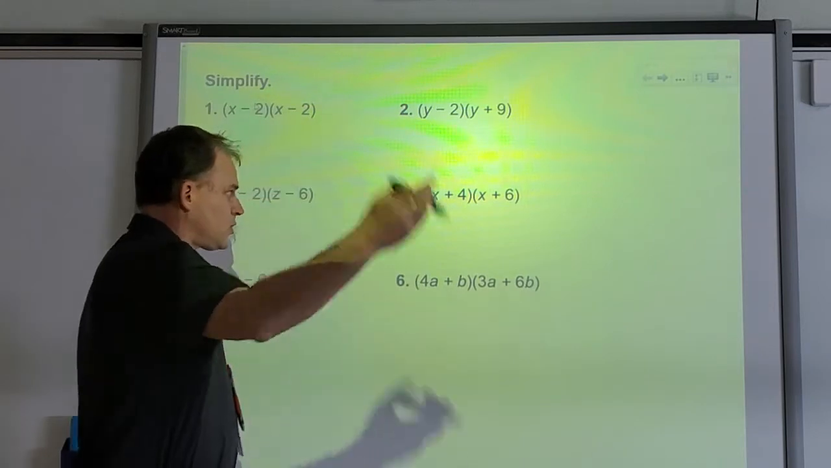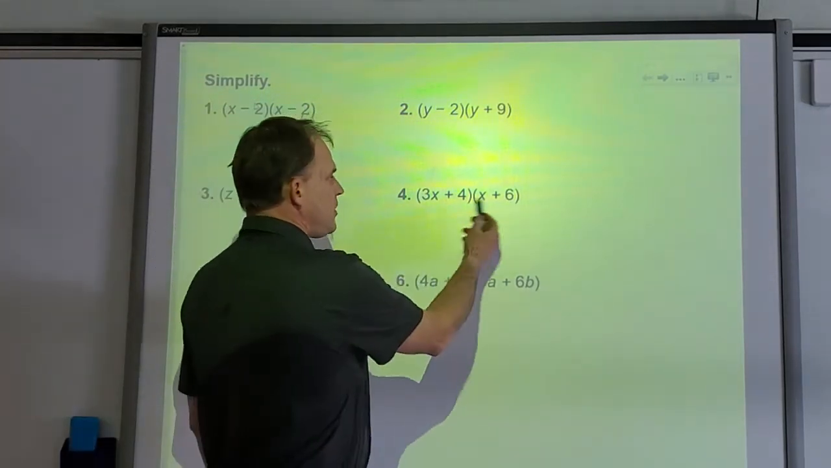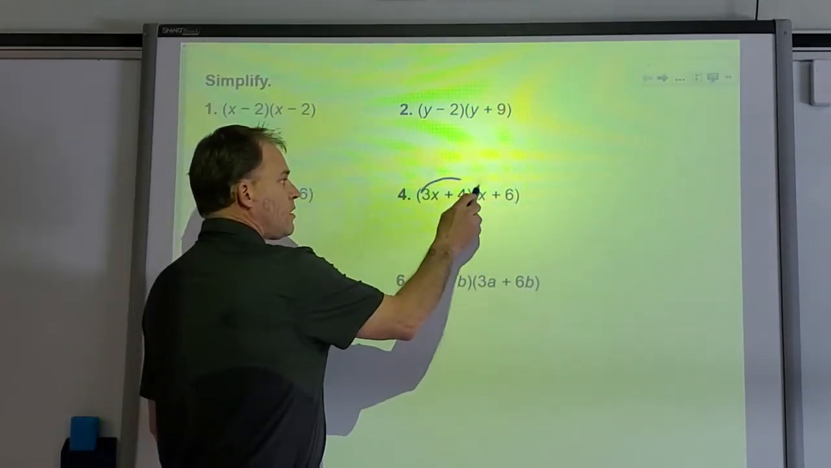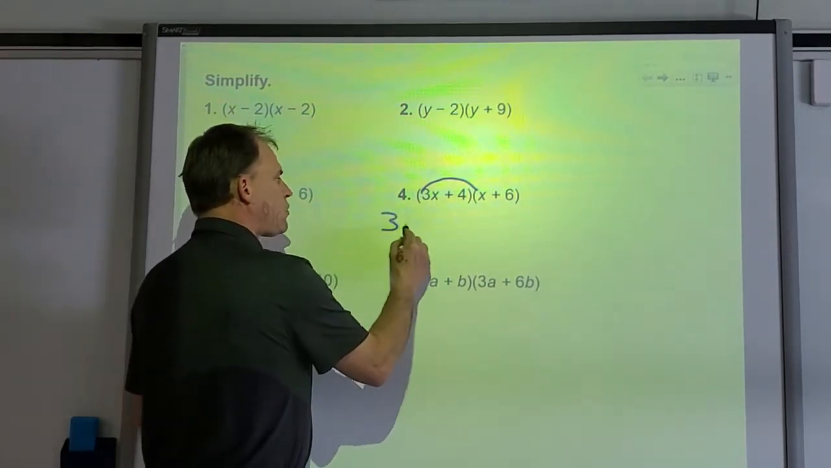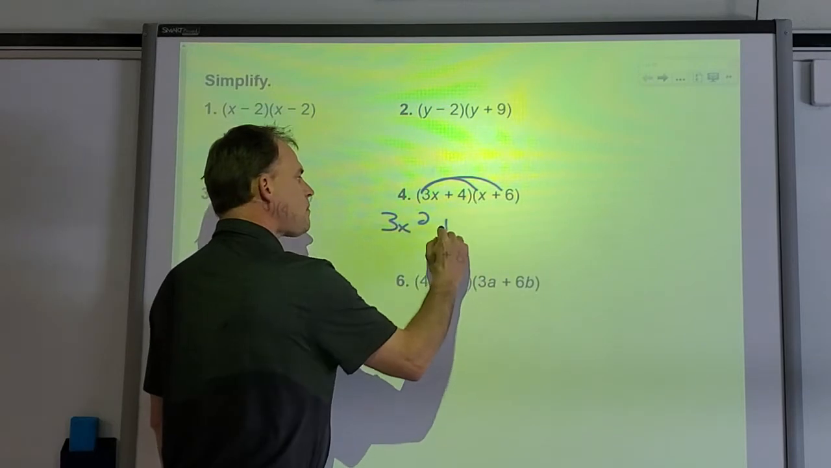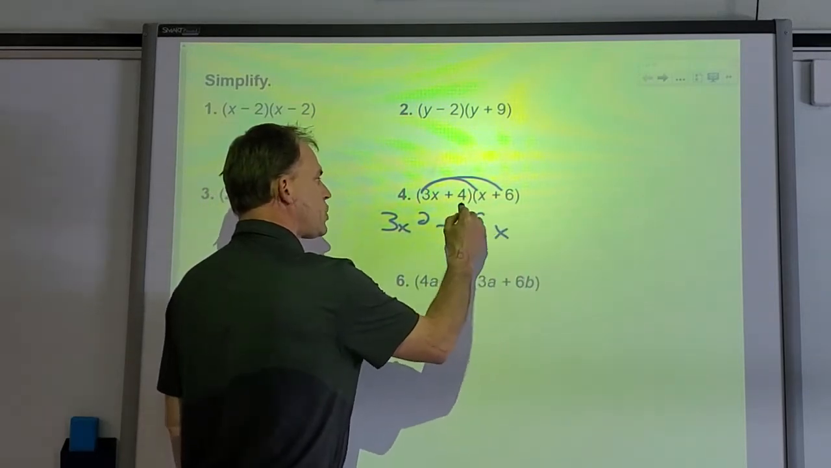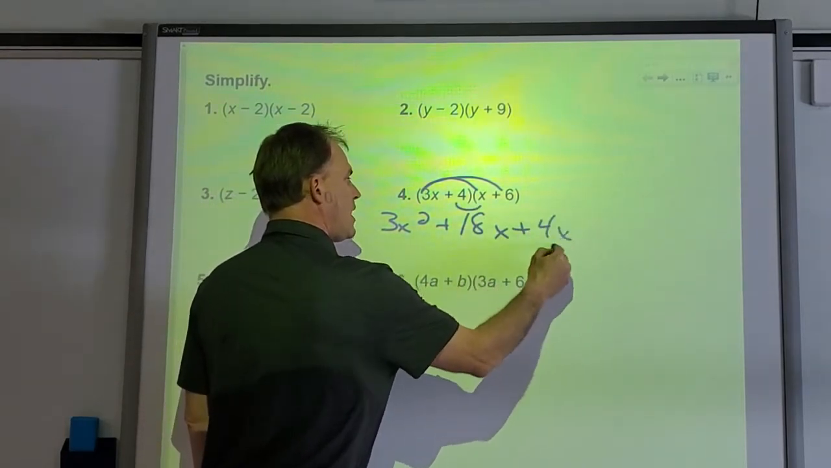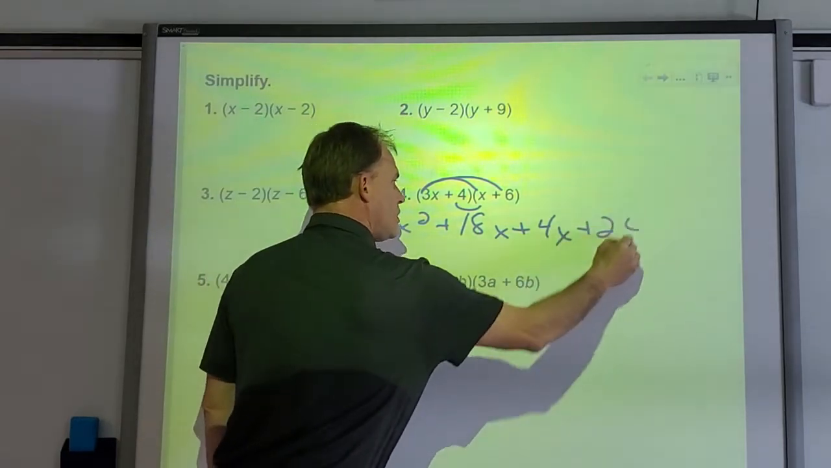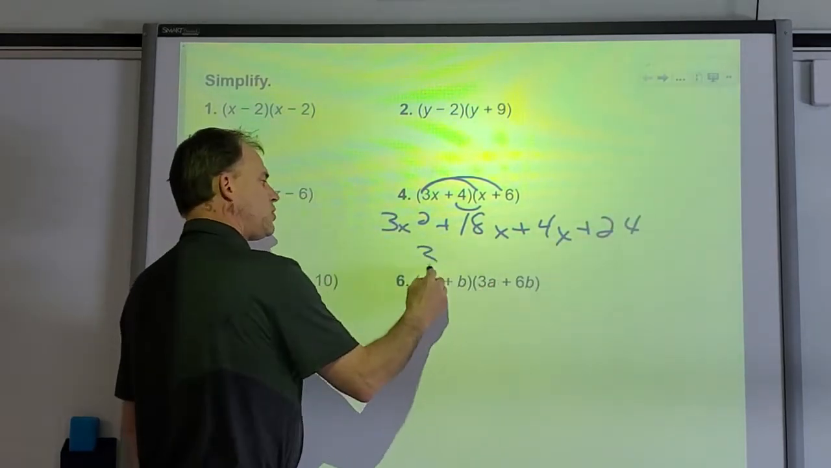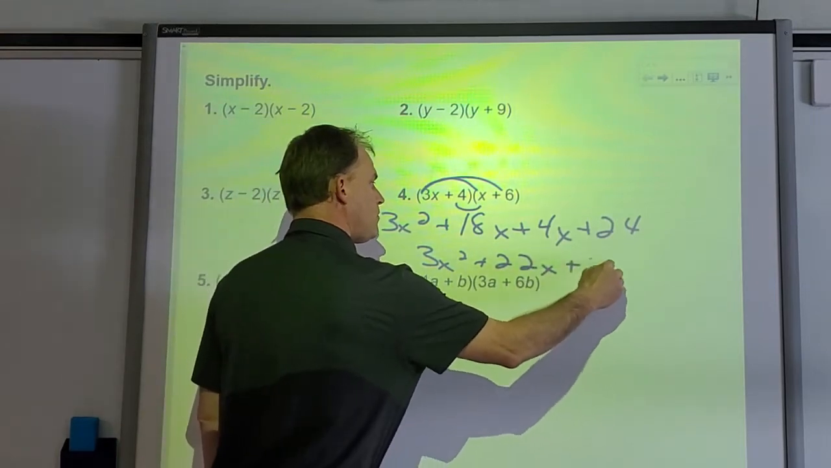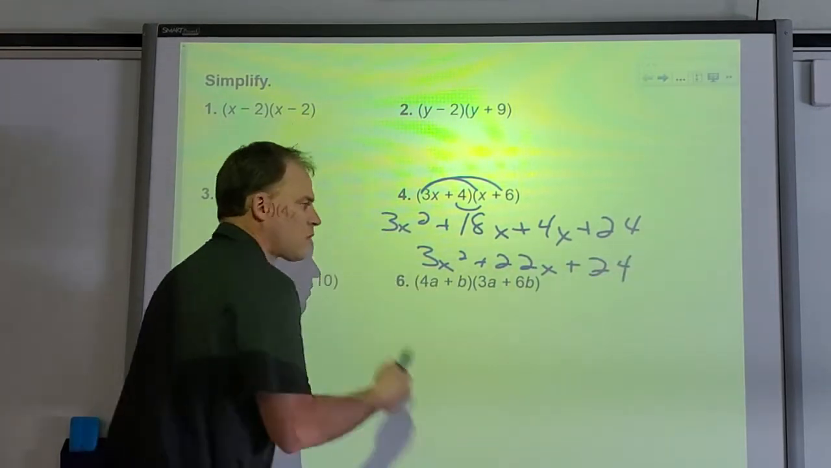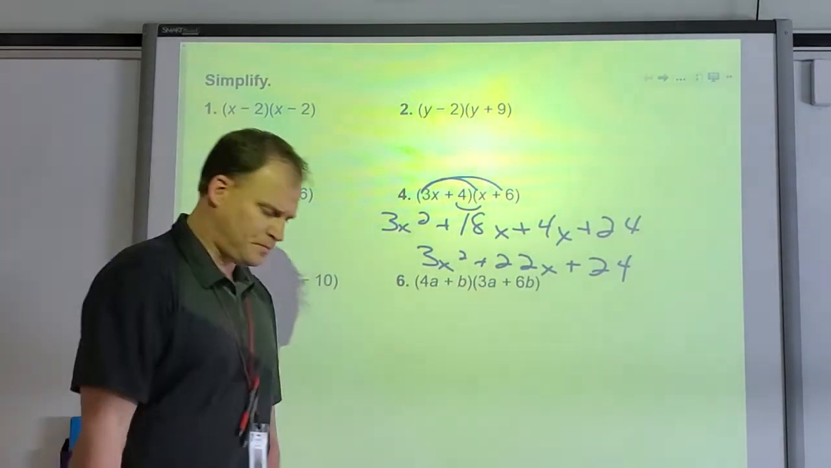So let's just rehash real quick. If I want to multiply two things together, we've talked about 3 different ways you can do it. Just do it real quick here. I got 3x squared, 18x, 4x, 24, combine like terms. So that's what we've been doing.